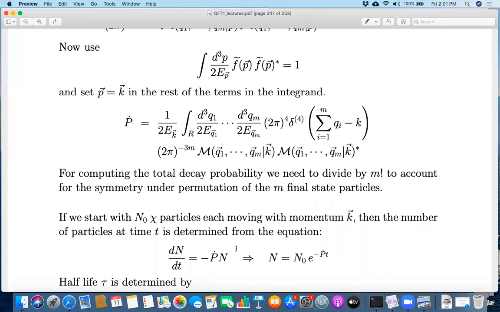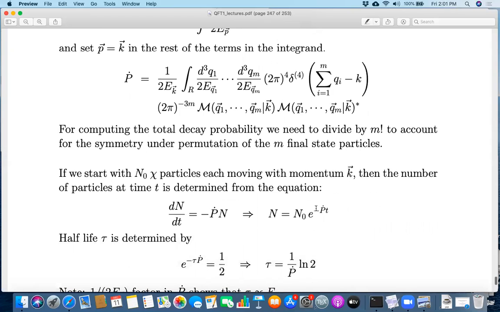So let's do some simple calculation. Let's suppose that we start with n0 chi particles, each moving with some momentum k, and we want to know how many particles will remain at time t. That is obtained by solving this differential equation: dn/dt should be equal to minus the decay probability per unit time times the number of particles that we have. This is the rate at which n gets depleted, because the chi particle is going to decay into phi particles. P dot, of course, is time independent, since this is a time translation invariant expression. So you can integrate this by thinking of P dot as just a constant. So n is n0 e to the minus P dot t.